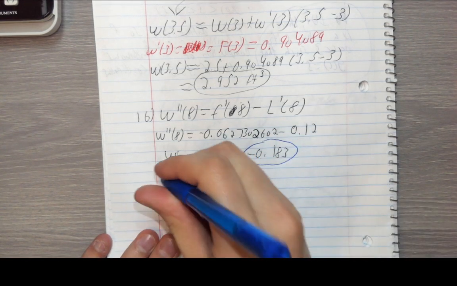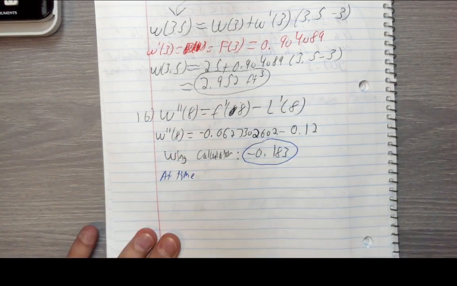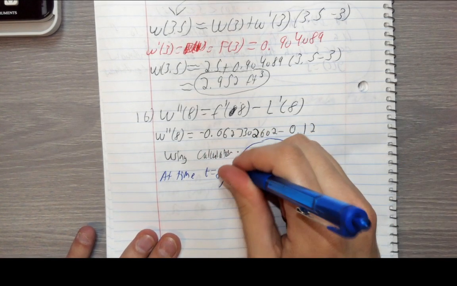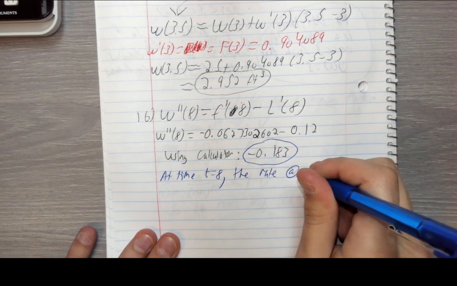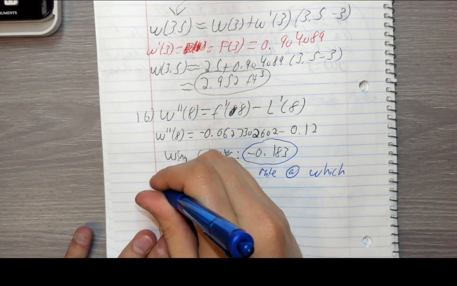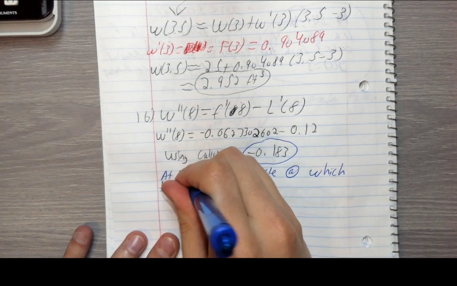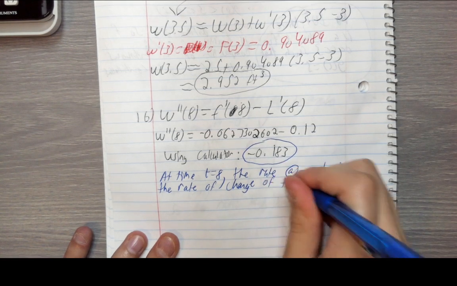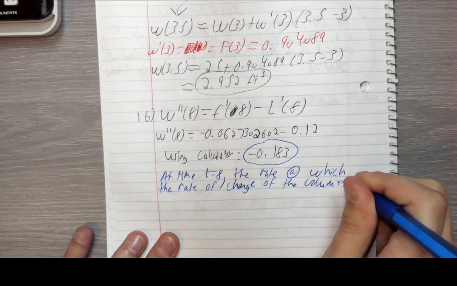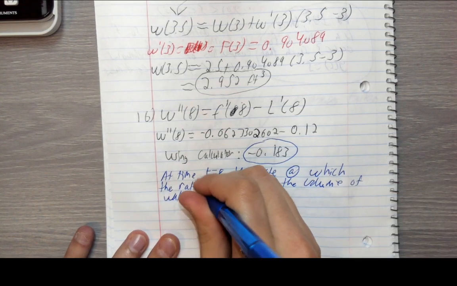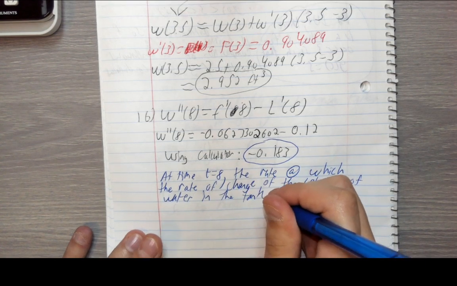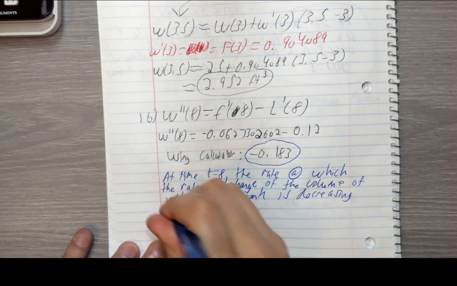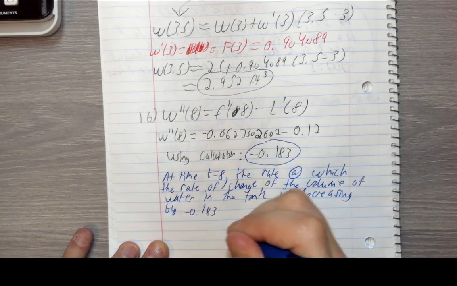Second part is this. So what we're saying, the whole context of this problem is saying at time t equals 8, the rate at which the rate of change of the volume of water in the tank is decreasing by negative 0.183. Now the unit's important.